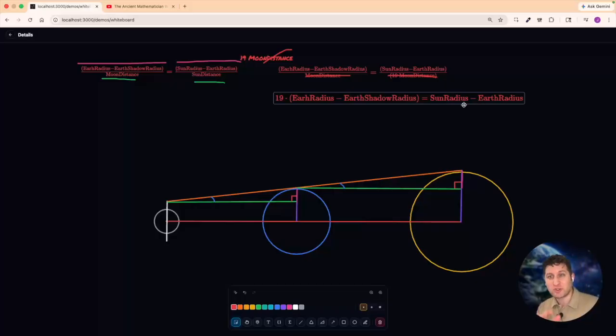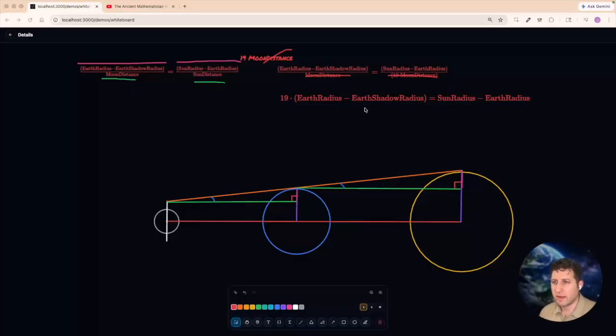Okay, so notice we're simplifying things a lot. We've now gotten rid of moon distances altogether. Now we have a relationship between the Earth radius minus the Earth shadow radius and the sun radius minus the Earth radius. We know that there's 19 of those, which is equivalent to the sun radius minus the Earth radius. Well, let's see what happens next.